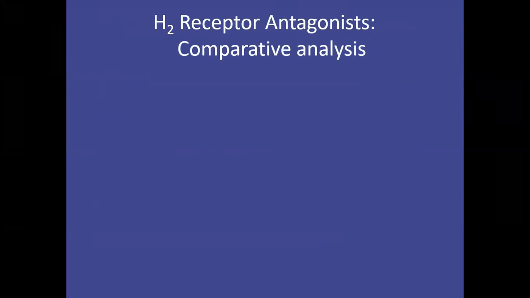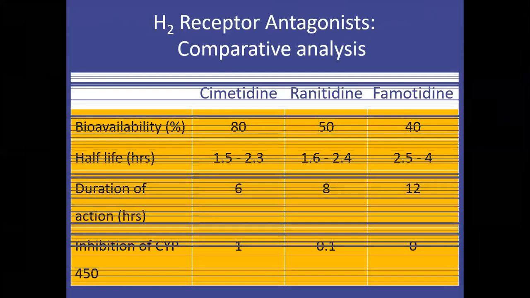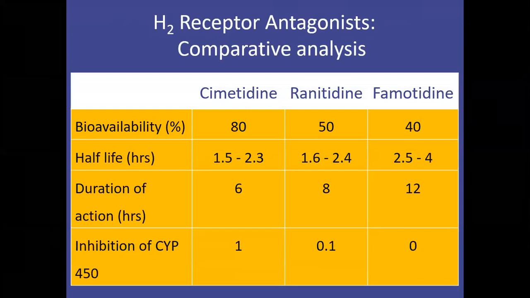H2 receptor antagonist comparative analysis, three drugs: cimetidine, ranitidine, and famotidine. Bioavailability: cimetidine is more compared to ranitidine and famotidine. Half-life is more or less 1.5 to 4 hours for all three drugs. Duration of action is 6 to 12 hours based on the half-life. But this one is important.